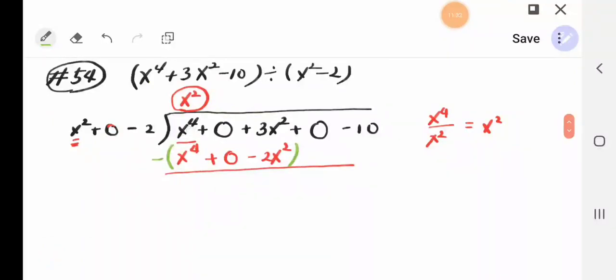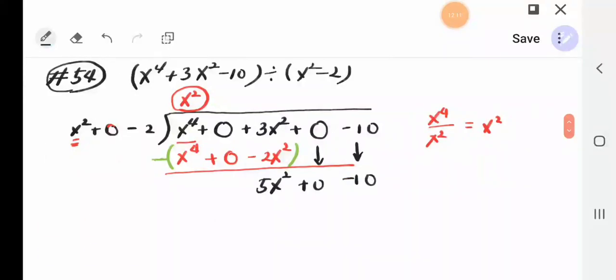And then do the subtraction. x to the fourth power minus x to the fourth power is 0. The next term is 0 minus 0, which is 0. And for the x squared term, 3 minus negative is positive, so 3 plus 2 is 5x squared. Okay, let me change the color. So the result is 5x squared. Bring the first one down. We need 3 terms because the divisor has 3 terms, so bring the third one down.